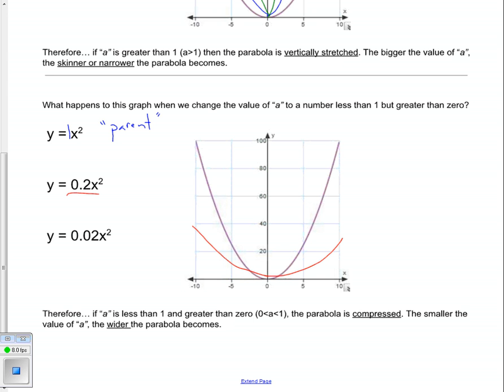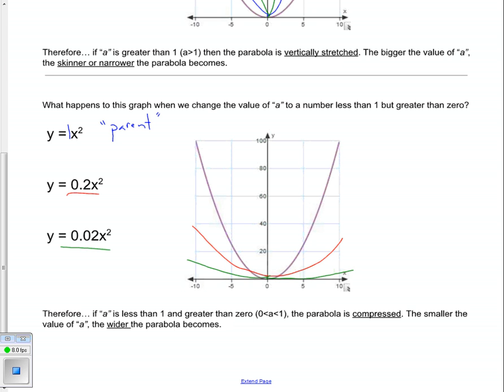Okay, so it's going to become wider. If we take a look at a parabola that's 0.02, again, this is a number that's even smaller than 0.2. Okay, and so if we were to graph that, it would look more like this. Okay, and so the smaller the number, the smaller the a value, so long as it's between 0 and 1, the parabola actually becomes compressed, it becomes squished down. Okay, so if the value of a is less than 1 but bigger than 0, okay, the parabola is said to be compressed. So the smaller the value of a, the wider the parabola becomes.